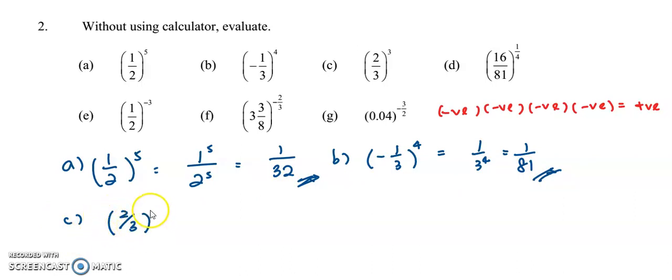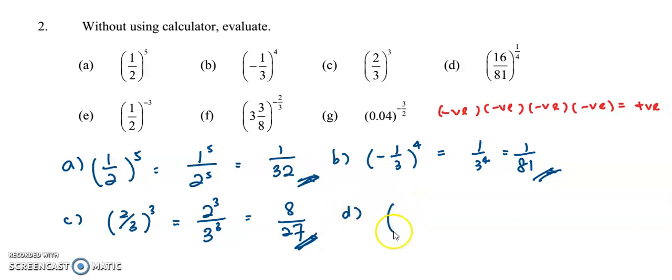Alright, now proceed to question C. 2 over 3 power of 3. Meaning that up here you have a power of 3, and the 3 also needs to be power of 3. 2 power of 3 equals 8, and 3 power of 3 is 27. Then check if this fraction can be simplified; if it cannot be simplified, we just leave it as our final answer.